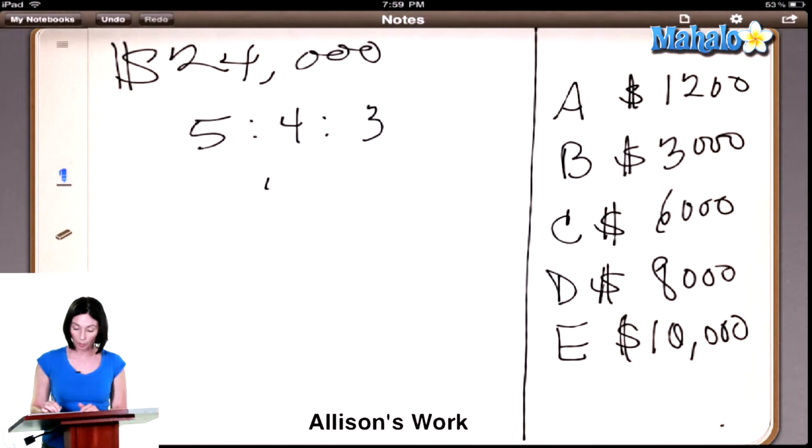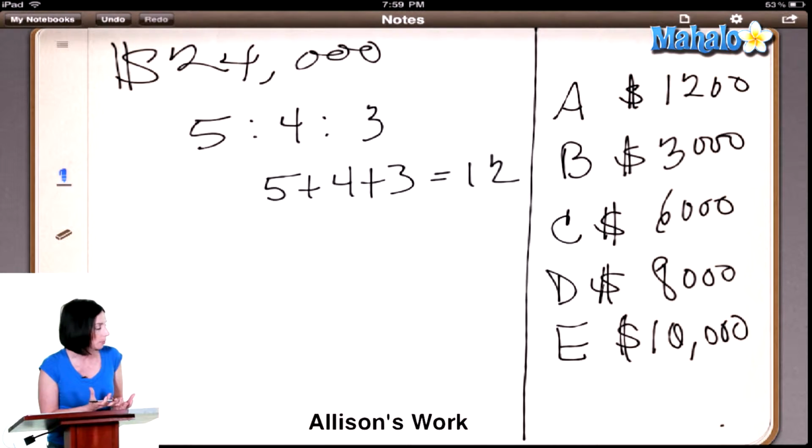So how many parts total do we have then? 12. Yes, how did you get 12? I just added them up. Yes, you add the individual parts, so 5 plus 4 plus 3 is equal to 12. So we have 12 parts that this is going to be split into.